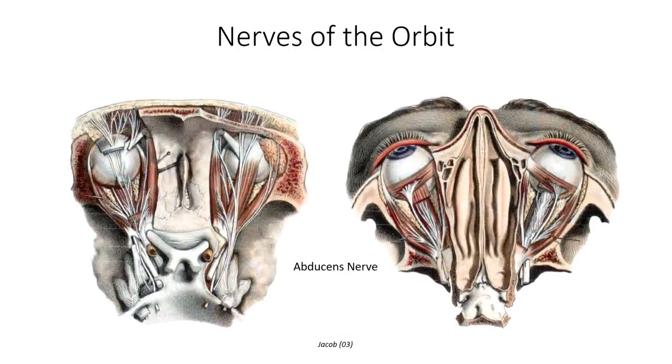The final motor nerve to the orbit is the abducens nerve. As with the previous motor nerves, it also accesses the orbit through the superior orbital fissure. In this case, the nerve supplies the lateral rectus muscle.